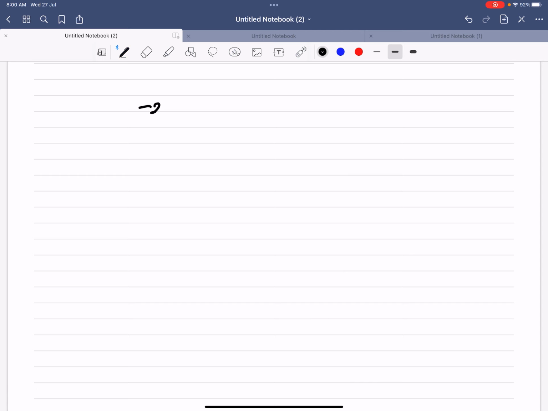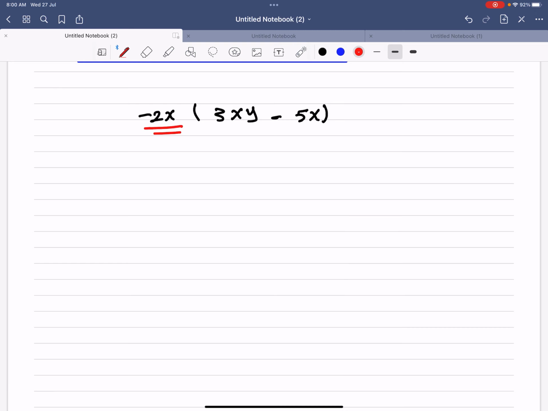We got here negative 2x multiplied by 3xy negative 5x, and you have to do the same steps that we have done. You will do negative 2x times 3x and then negative 2x times negative 5x, as if we are distributing. So the first term is going to be negative 6: negative 2 times 3 will be negative 6, x times x will be x power 2y. What about the next? Negative 2 times negative 5 will be positive, because when you have negative times negative it becomes positive. 2 times 5 will be 10 x power 2.